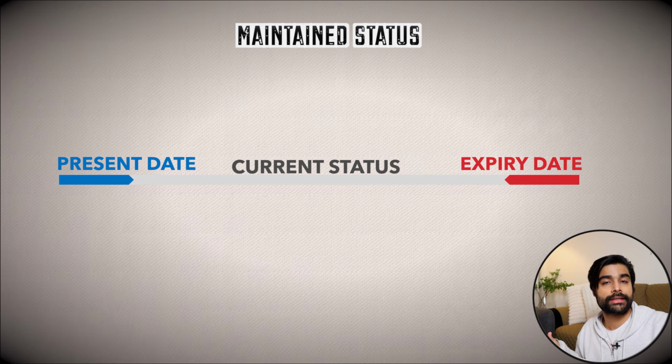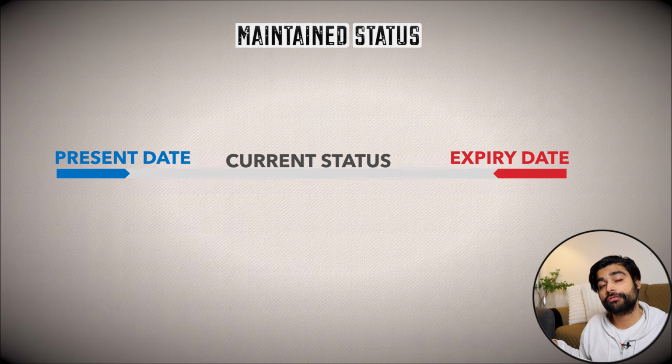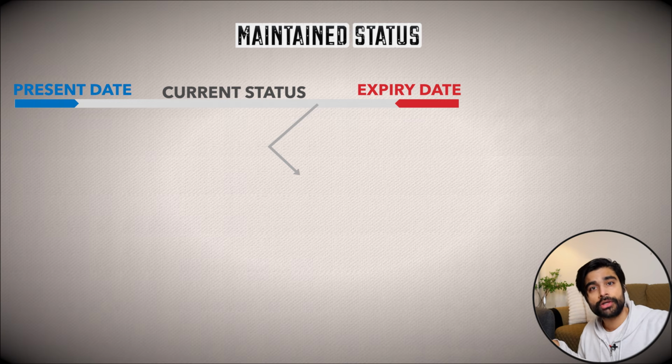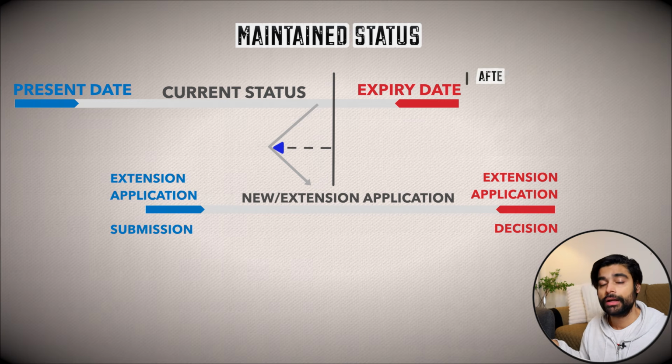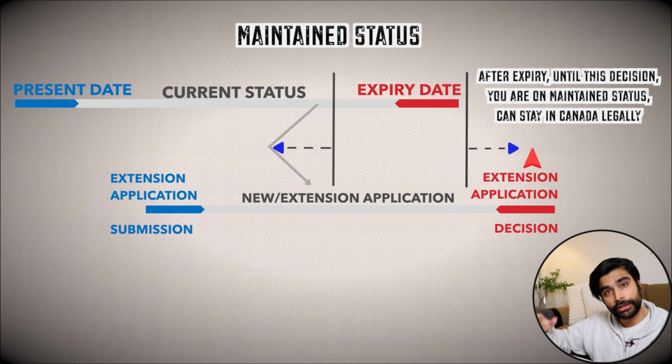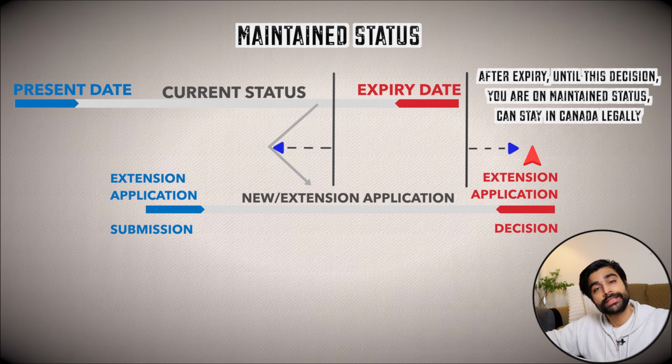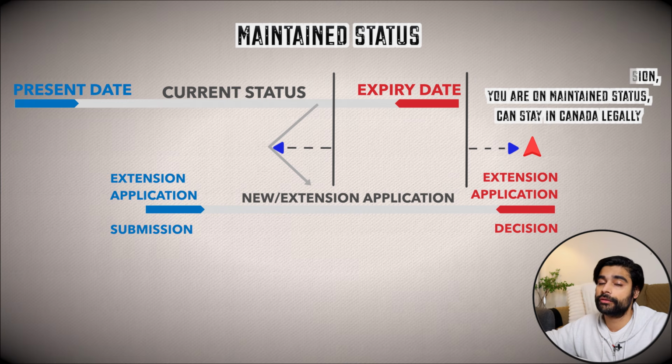When your current status is expiring, as long as you've applied to extend that status or submitted a new application before the expiry of your current status, until you get a decision on the new application, you are considered to be on a maintained status. So you can stay in Canada until you get a decision on this new application.